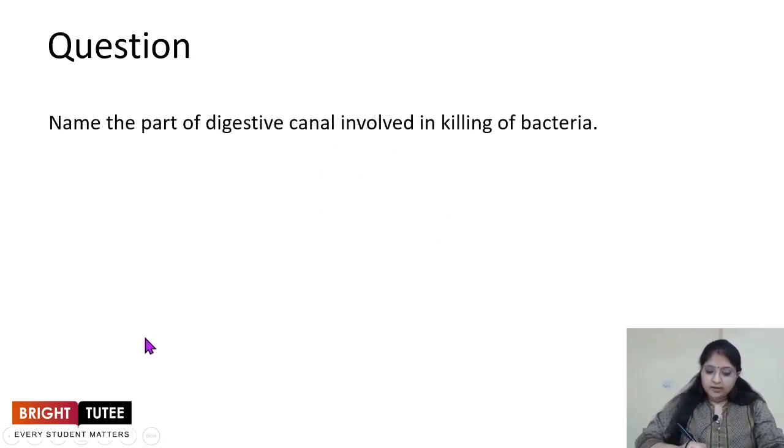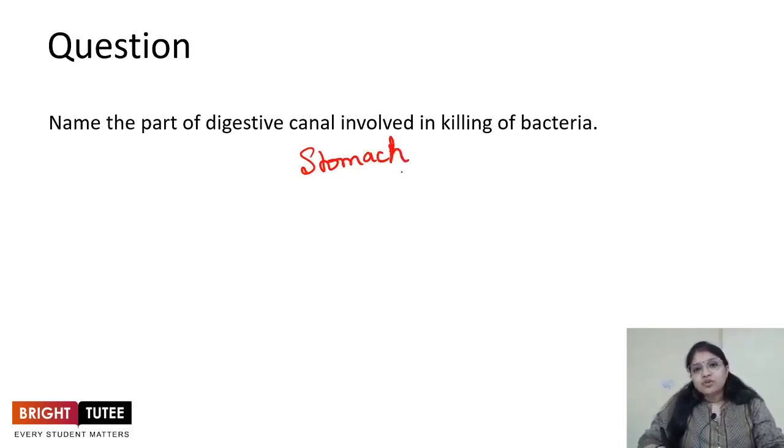Name the part of digestive canal that is involved in killing of bacteria. So the part is stomach, because it contains HCl. It contains acid, that is hydrochloric acid, which kills the bacteria that might enter the body along with the food.